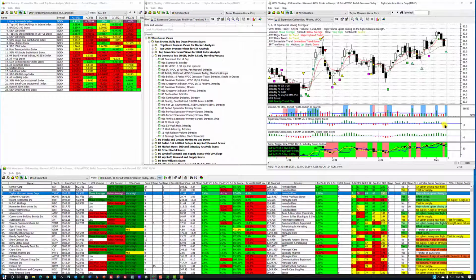There's a VPOC. Here's your 3 going back up through your 6. It's hard to see, but it's happened right there. And once again, these 2 columns are very valuable.